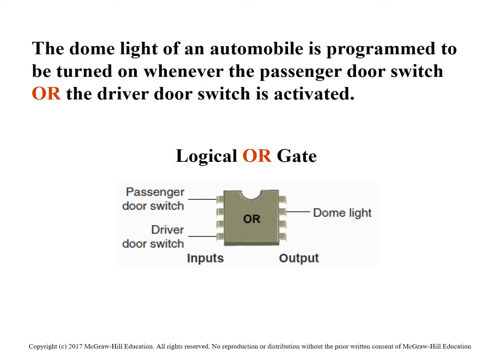The OR statement is like a passenger door switch. This is a good example. If you have a passenger door switch and a driver door switch, and either one of those opens up, the dome light turns on. So either A or B turns on, the light turns on. Think of it that way.